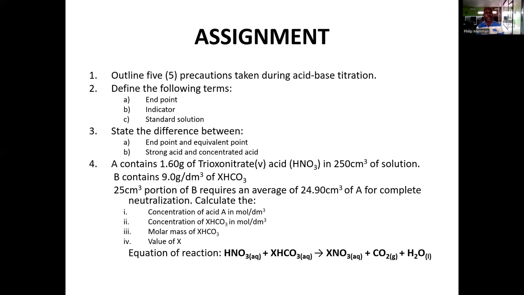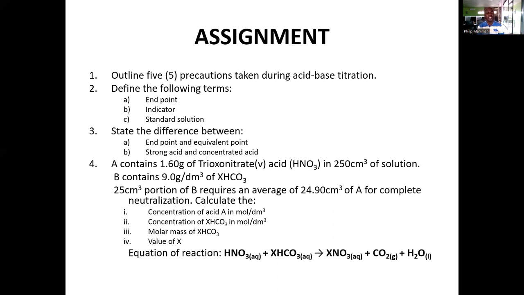Here you have a number of questions that you can actually practice. Number 1: outline 5 precautions taken during acid-base titration. Number 2: define the following terms: A, endpoint; B, indicator; C, standard solution. Number 3: state the difference between A, endpoint and equivalence point; B, strong acid and concentrated acid. And the last one is a calculation.